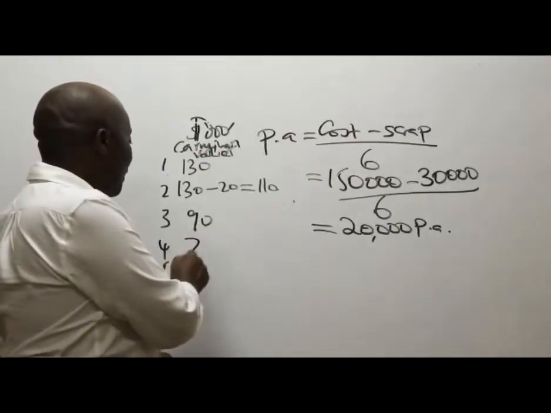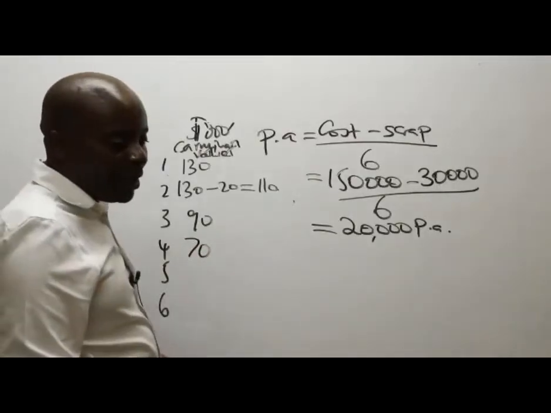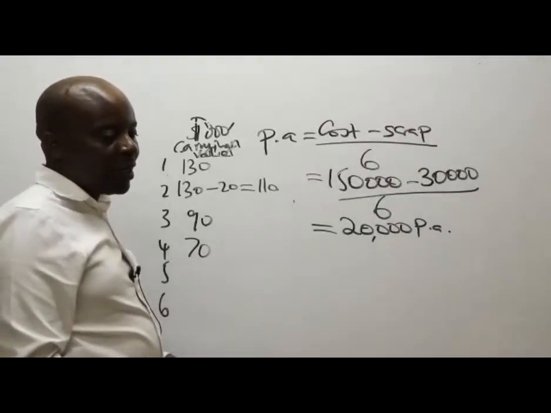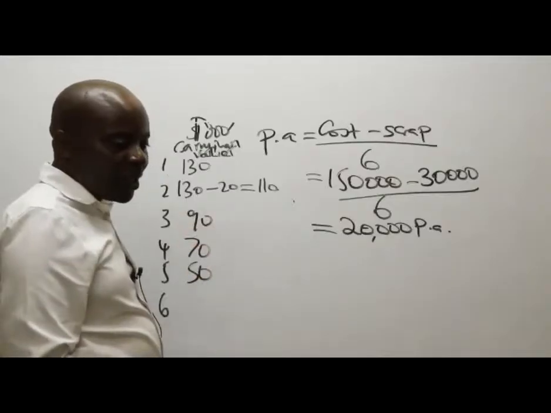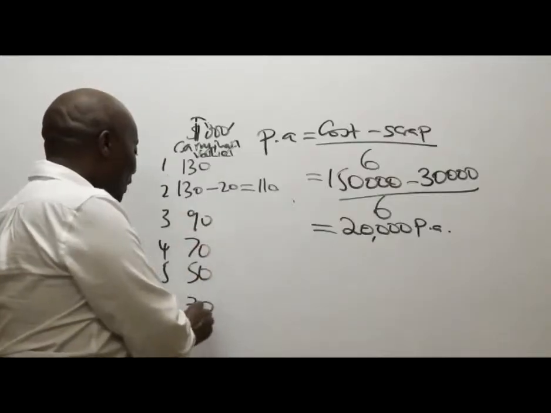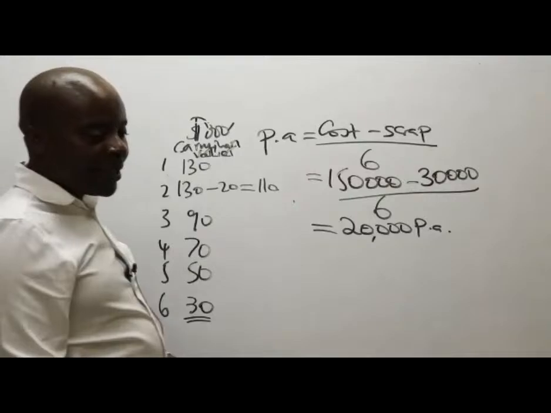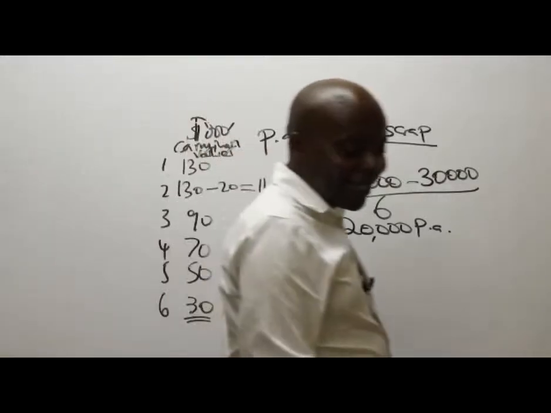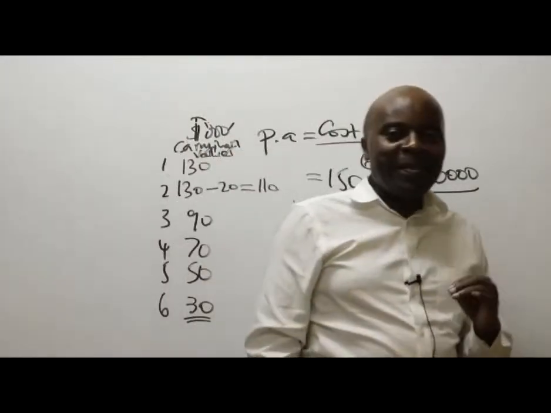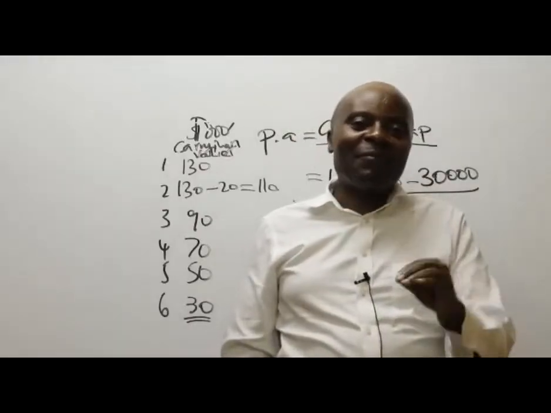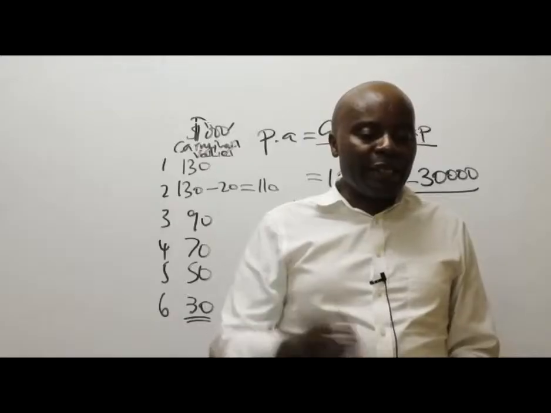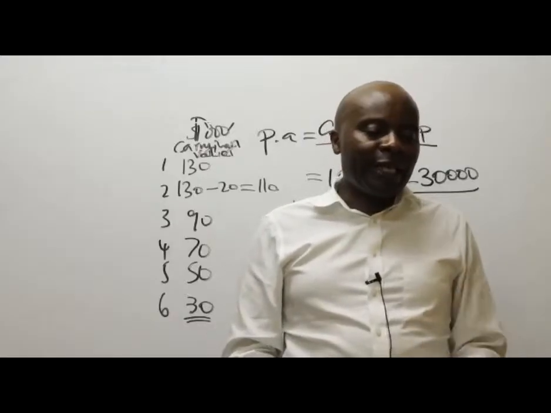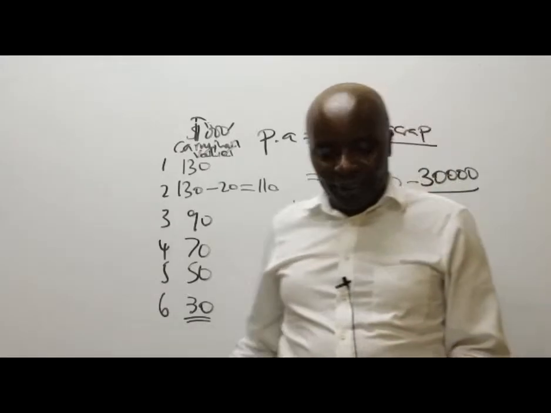Year number 4 is 70. Year number 5 is 50. How about the last one? Year number 6. Is there somebody who is seeing something funny there? It cannot end up at 0 because remember the scrap value after 6 years is 30. So it must end up at 30.